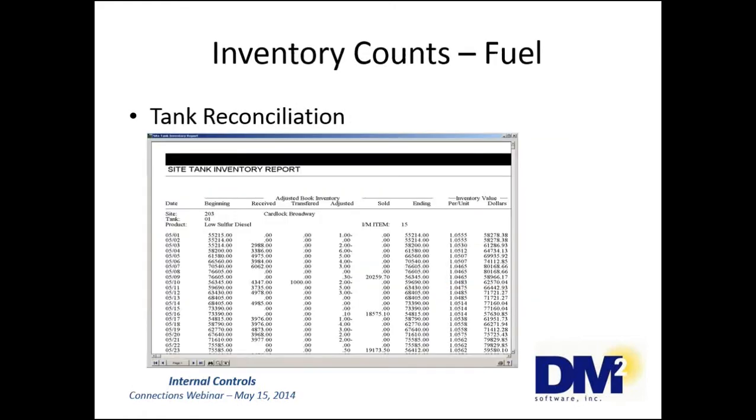For virtually all of you, fuel is by far your highest volume product, so that's something that needs to be counted every day. The tank reconciliation tool makes that much easier. This is in the PetroLink area and can be used for any bulk items that you're storing in tanks, such as lubricants or other products.